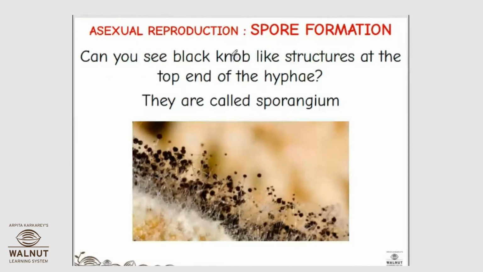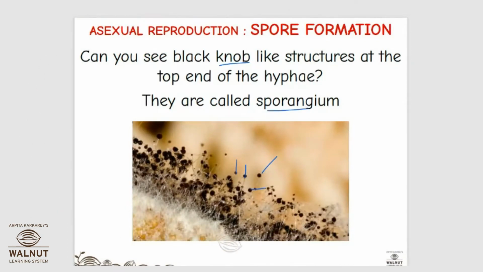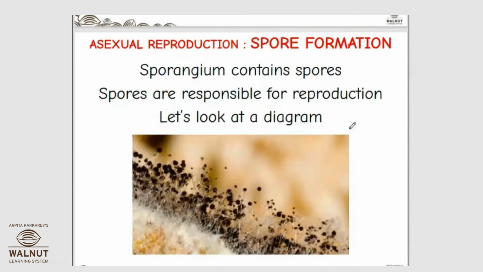Now, can you see the black knob-like structures at the top end of the hyphae? These black dot-like structures are called sporangium. You must know this structure. Hyphae is the thread-like structure, the round bulb-like structure is the sporangium, and inside this sporangium are many spores. So the sporangium contains spores. Spores are responsible for reproduction.